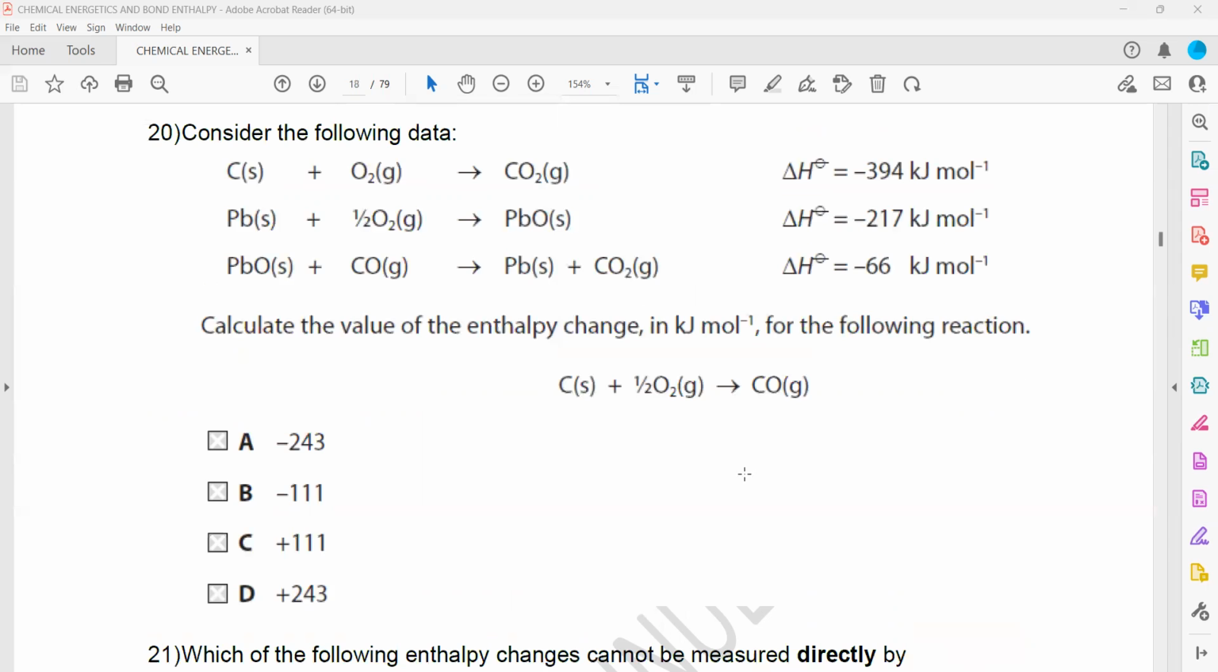In question 20, consider the following data. Calculate the enthalpy change for the following reaction: carbon plus oxygen gives carbon monoxide. You can solve such questions by using simultaneous equations as well. You can just consider them as simultaneous equations. So we have three different equations, and we want carbon and oxygen to be in the reactants and we want carbon monoxide as a product.